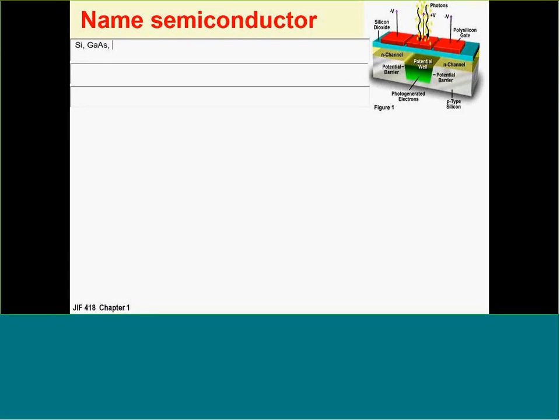Or in the olden days, mostly they used germanium. So this is the most common one used in the early stages, and the ones being used now are gallium arsenide, which is used to make LEDs, or also gallium nitride, which is gaining popularity.